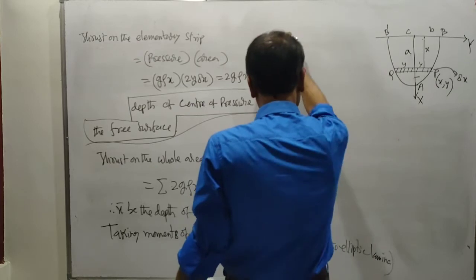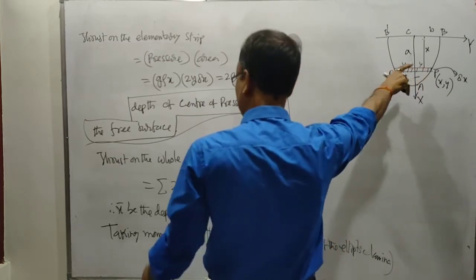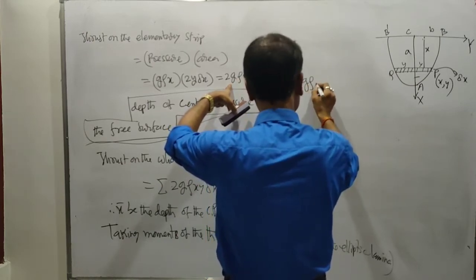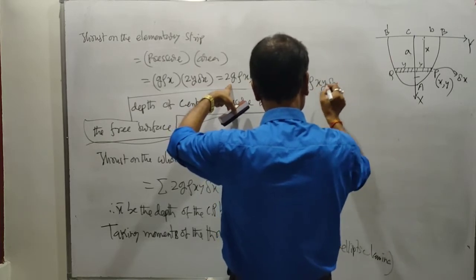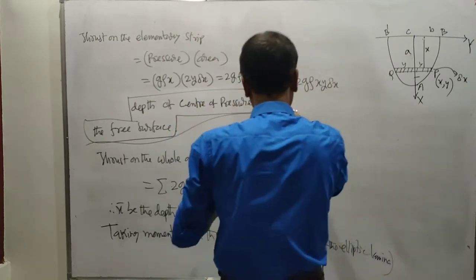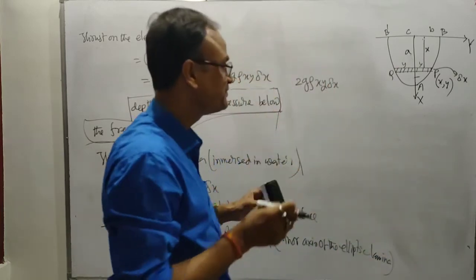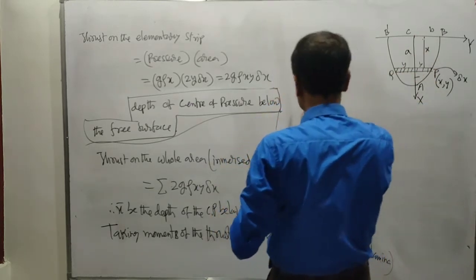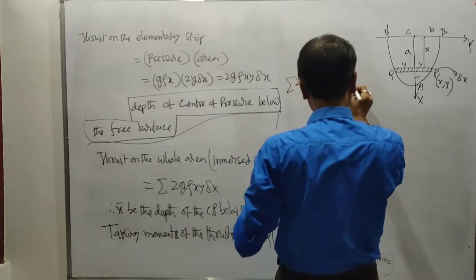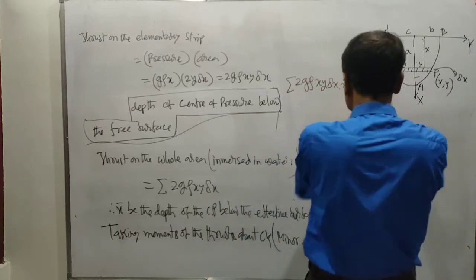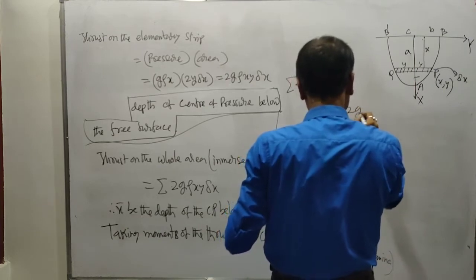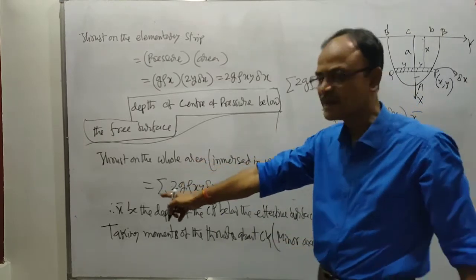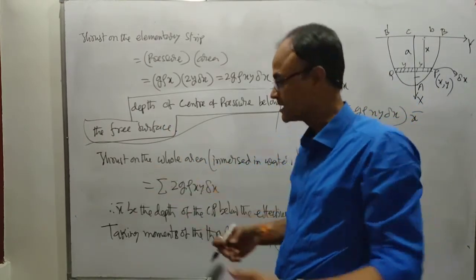First of all, what is the thrust of the elementary strip? Twice 0xy delta x. Moment about y-axis is equal to x. Sum of the moments equal to moment of the resultant. This is equal to twice 0xy delta x. X bar is the depth of the center of pressure below the effective surface.